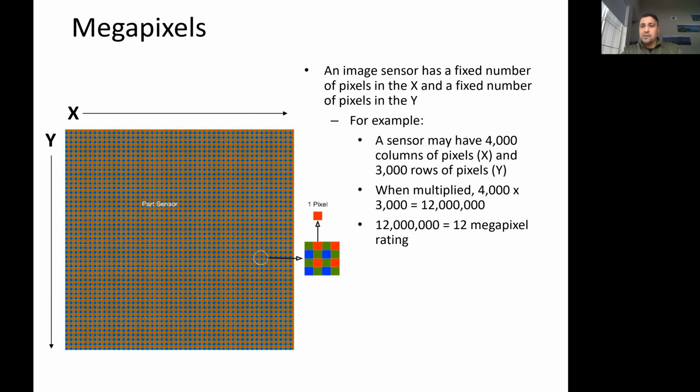If you take 4,000 and you multiply it by 3,000, you end up with 12 million. 12 million is how you end up with the abbreviation 12 megapixel camera. 12 megapixel camera.